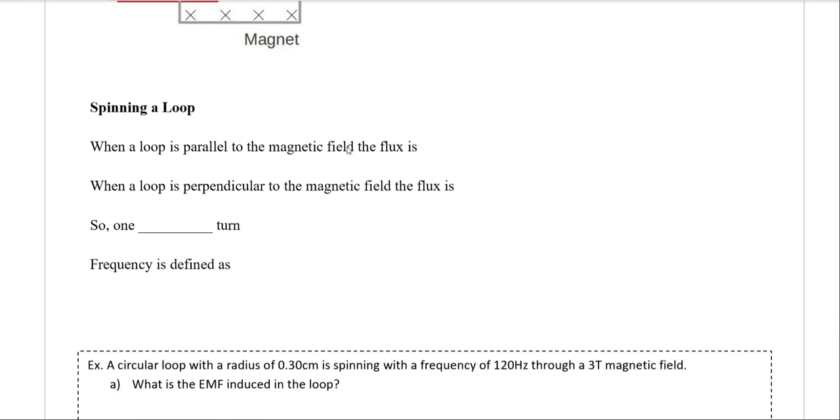When a loop is parallel to the magnetic field, remember this is like when I put that piece of paper in front of my face, when it was parallel to the direction you're looking, you were not really able to see much of the paper. You're looking at it on edge. So when the loop is parallel to the magnetic field, the flux is zero, because there are no field lines actually passing through. And when the loop is perpendicular, the flux is full, at its absolute fullness.